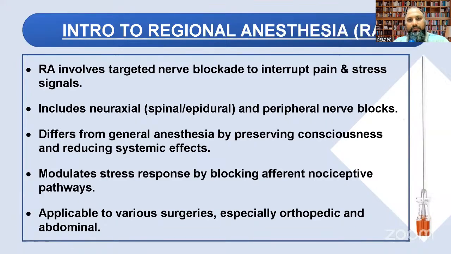Regional anesthesia involves targeted nerve blockade to interrupt pain and stress signals. It includes neuraxial and peripheral nerve blocks. In the neuraxial type of regional anesthesia, we can do spinal anesthesia, epidural anesthesia, and combined spinal epidural anesthesia. Regional anesthesia differs from general anesthesia by preserving consciousness and reducing systemic effects. Regional anesthesia modulates the stress response by blocking afferent nociceptive pathways. It is applicable to almost all types of surgeries right now, especially orthopedic, abdominal, cardiothoracic, and limb surgeries.